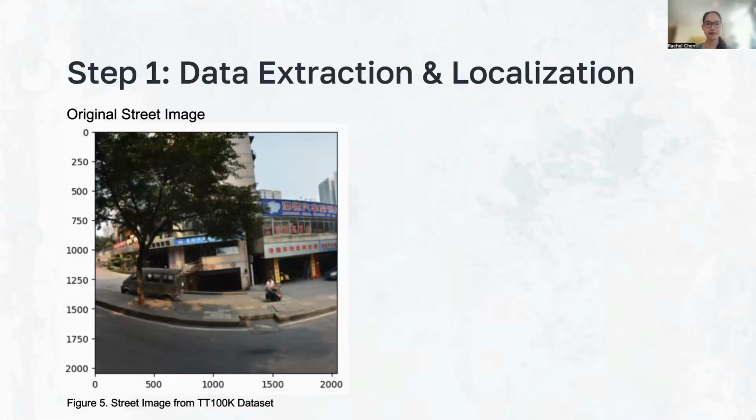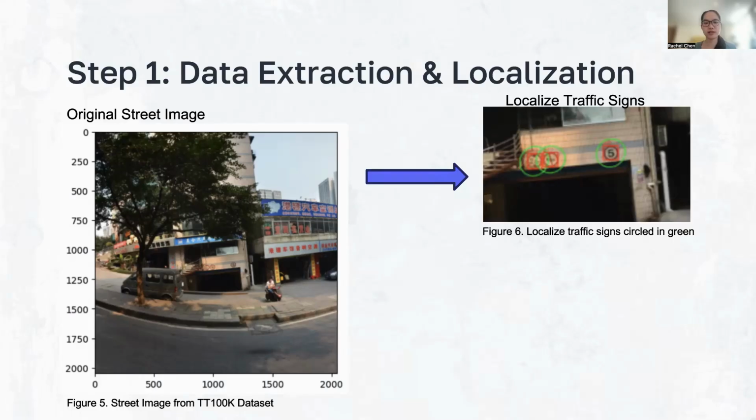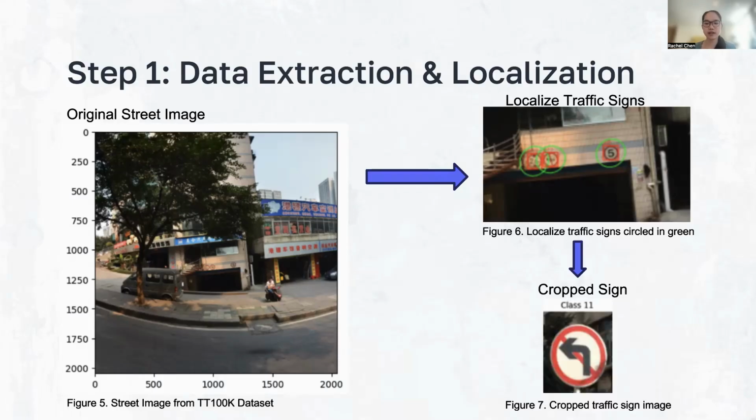We began data processing by extracting the TT100K dataset. It contains images along with an annotations file that specifies the location and class of multiple traffic signs in each image. The traffic signs are small and often surrounded by cluttered backgrounds such as cars, buildings, and trees, making them hard to detect and lowering classification accuracy if used directly. To address this, we used the bounding box coordinates from the annotations file to localize each traffic sign, as shown by the green outlines in the top right image. We then crop each sign into a clean, focused image for classification.